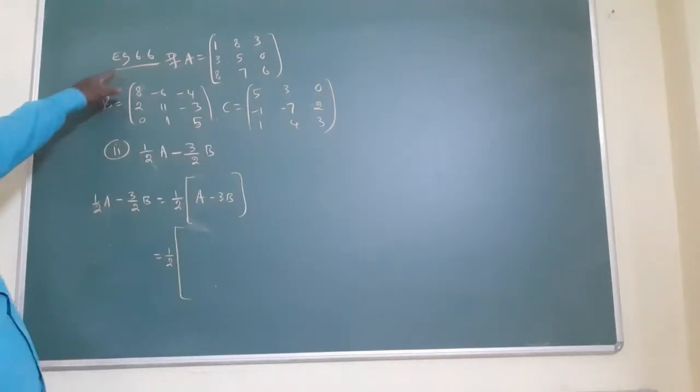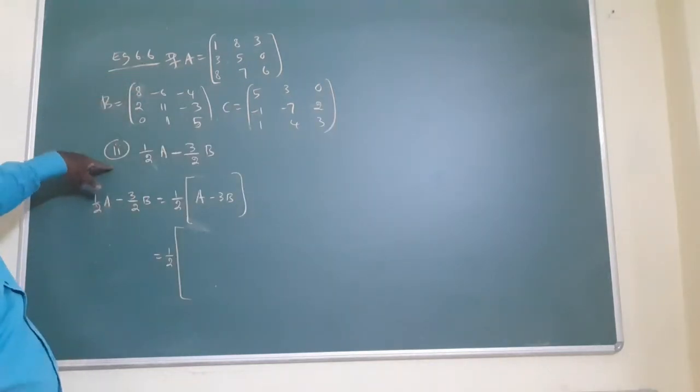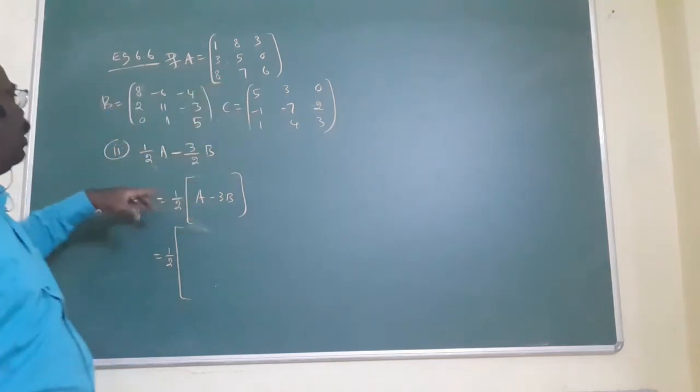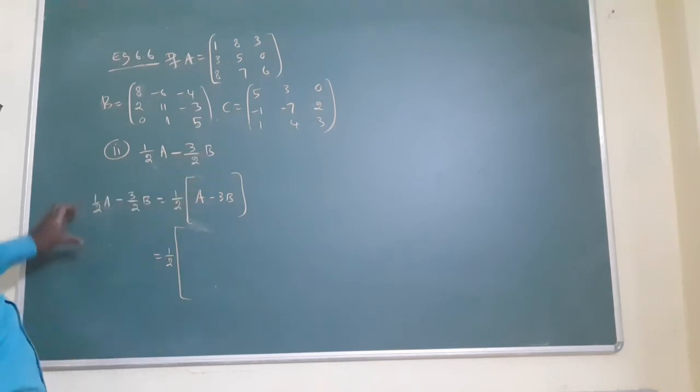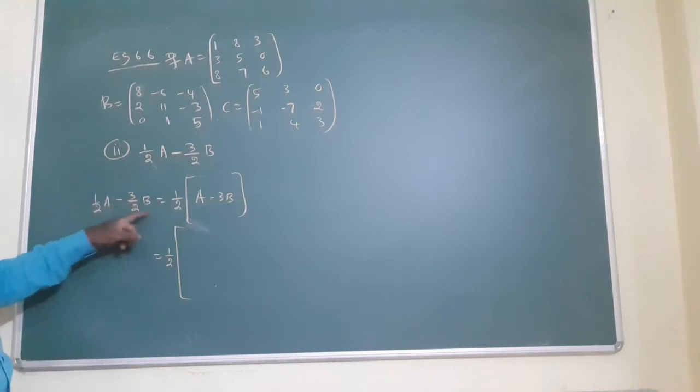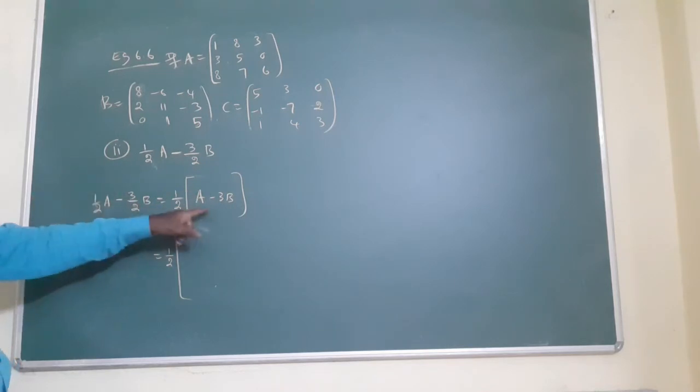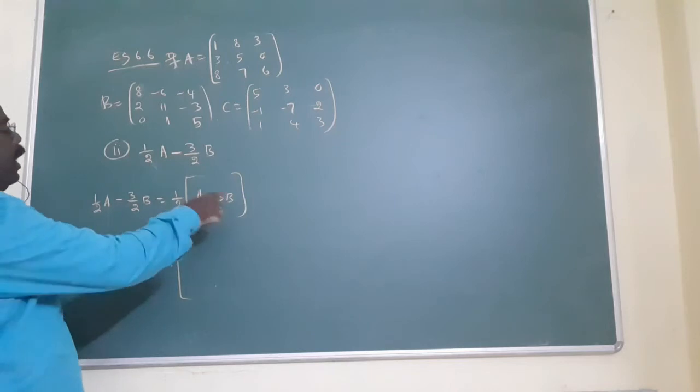Now, exam 6.6 second subdivision. The same A, B, C are given. What is being asked? 1 by 2 into A minus 3 by 2 B. Now write the question: 1 by 2 A minus 3 by 2 B. To avoid the fraction, both terms have denominator 2, so 1 by 2 is common. Take it outside, the remainder is A minus 3B. So 1 by 2 into A minus 3B, you know.